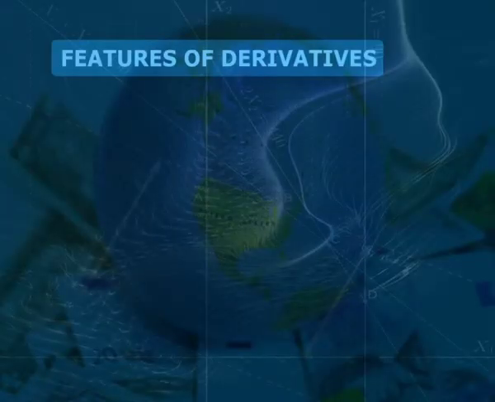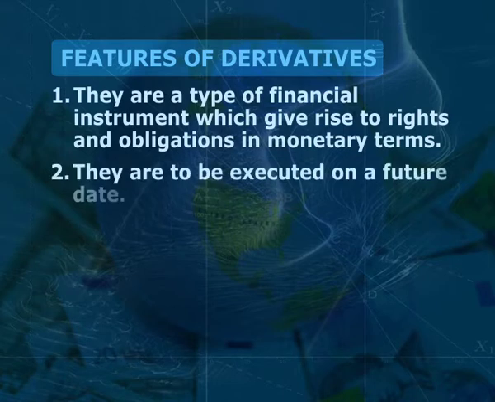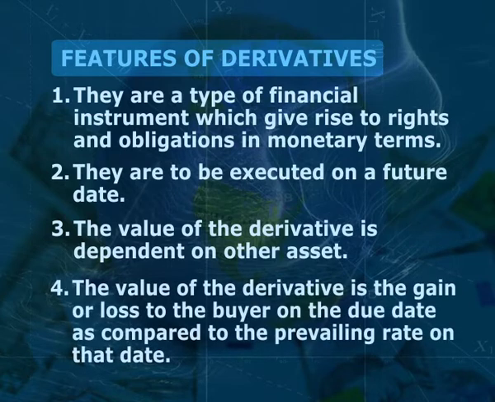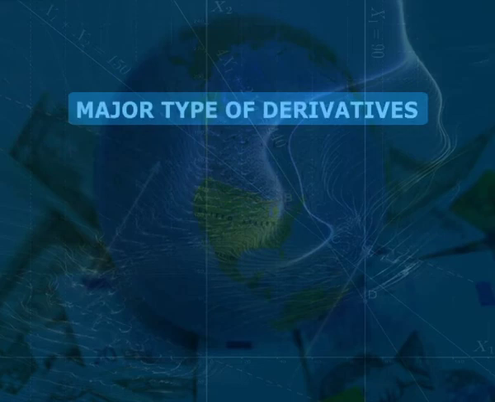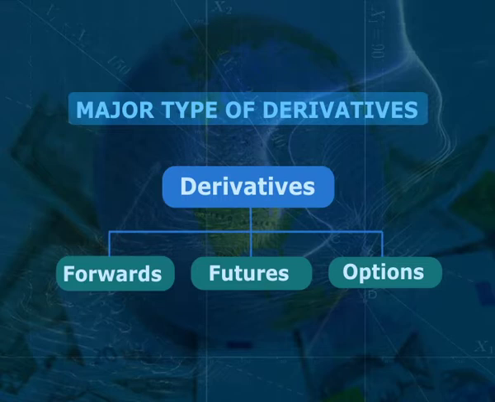Features of derivatives: they are a type of financial instrument which give rise to rights and obligations in monetary terms. They are to be executed on a future date. The value of the derivative is dependent on other asset. The value of the derivative is the gain or loss to the buyer on the due date as compared to the prevailing rate on that date. The major types of derivatives are forwards, futures, options.